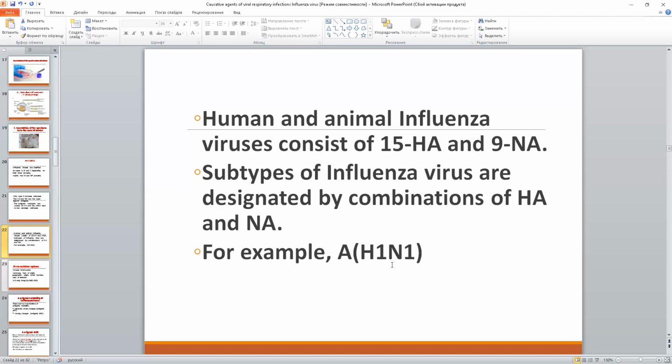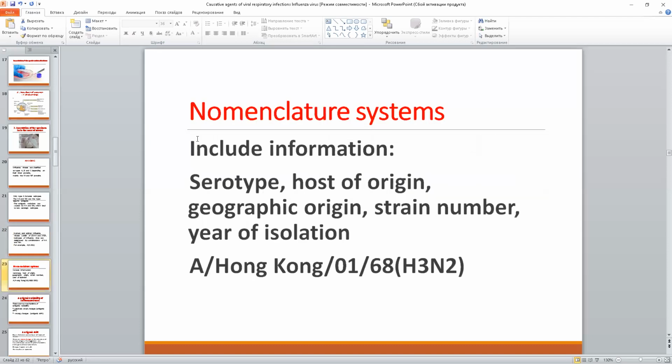There are differences by proteins, antigens. And nomenclature systems include information: serotype, host of origin, geographic origin, strain number, year of isolation. Like, for example, A means type A, Hong Kong, place of isolation, 01, strain number, year of isolation 68, and then subtype H3N2. This is an international characteristic of influenza viruses.